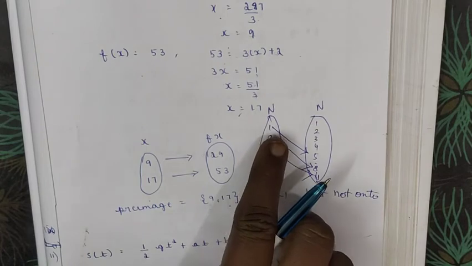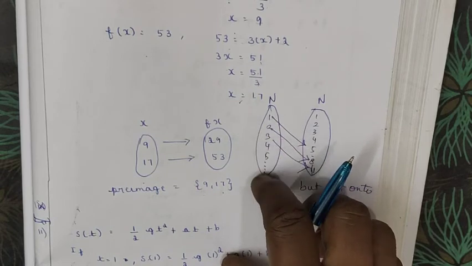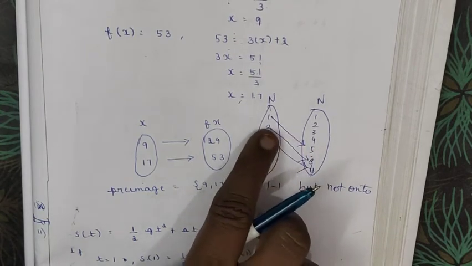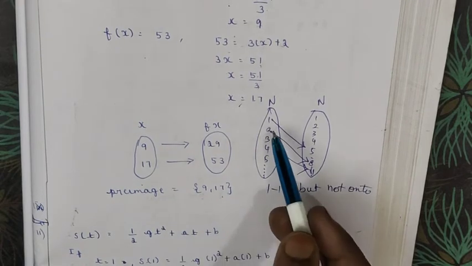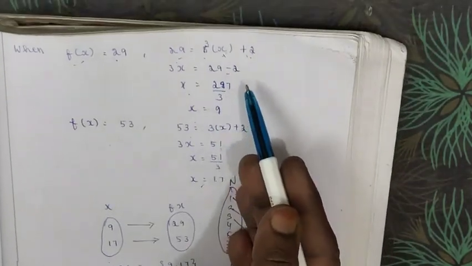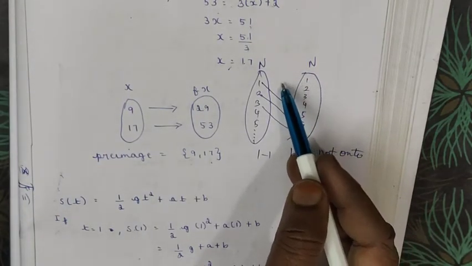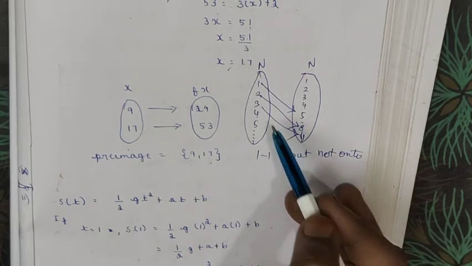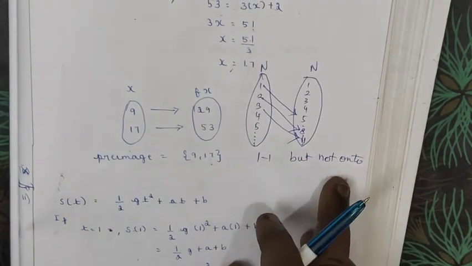Here, since the function is f from N to N, the elements of N are 1, 2, 3, etc. Here also 1, 2, 3, etc. We have distinct images for all the pre-images in N. So it is 1 to 1. All the pre-images will have an image by the formula 3x plus 2. Now this is not onto. Why? Because the images 1, 2, 3, 4 as well as 6, 7 and 9, 10 do not have any pre-image. So this function is 1 to 1 but not onto.